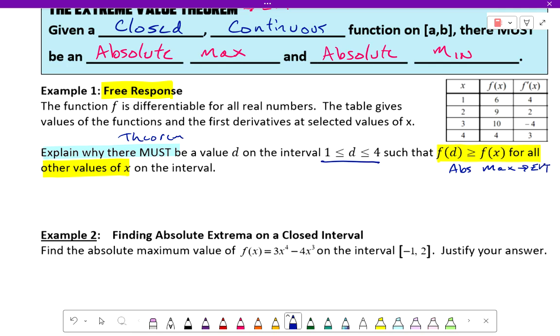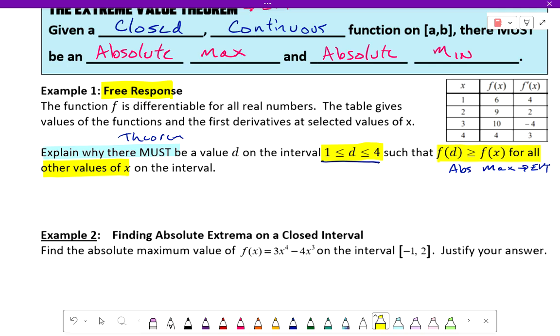All right, cool. So again, hey, we know it's a theorem. Hey, we're talking about absolute max, so I know it's EVT. If we are doing EVT, what has to be true? It's got to be continuous, and it also has to be closed. Is this thing closed? Do I have endpoints? Yep, they just told me the endpoints, so I don't have to go into very much detail there. It's closed. Is it continuous?